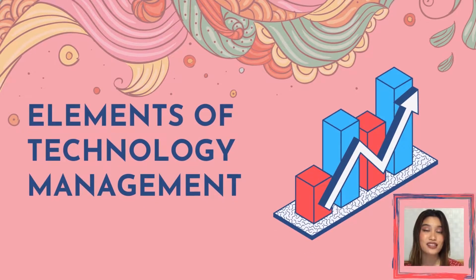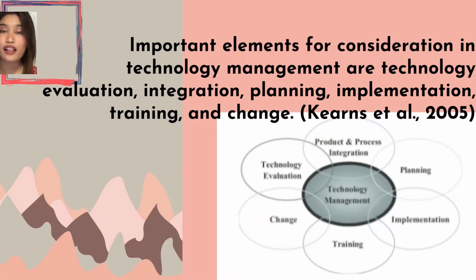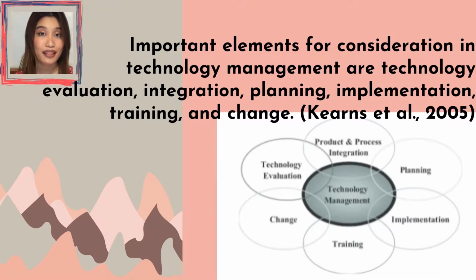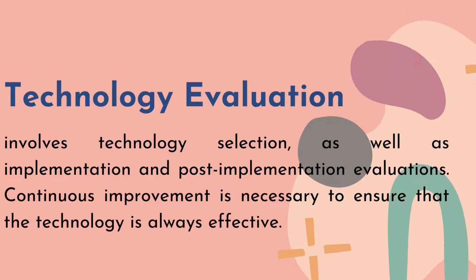Next is the elements of technology management. Important elements for consideration in technology management are technology evaluation, integration, planning, implementation, training, and change. First is technology evaluation. It involves selection as well as implementation and post-implementation evaluations. Continuous improvement is necessary to ensure that the technology is always effective.